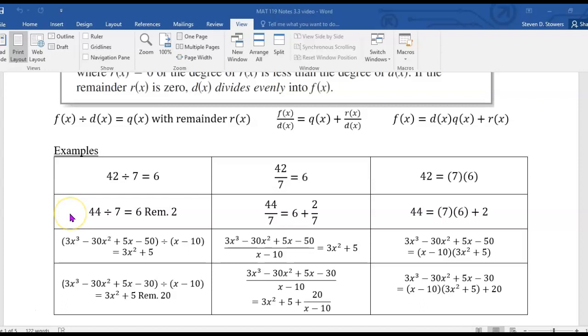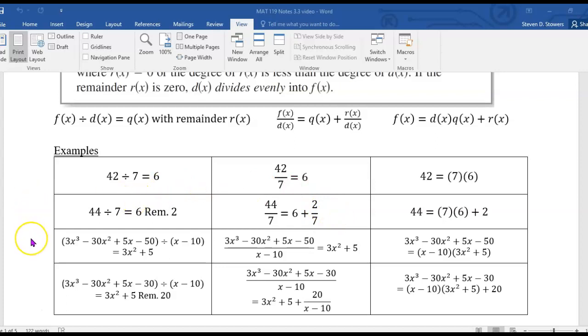If I ask you what's 44 divided by 7, the answer is 6, but with a remainder of 2. There is no whole number that you can multiply by 7 and get exactly 44, but you can multiply 7 by 6 and get 42, and then add on 2 to get 44. So 7 goes into 44 6 times with a remainder of 2.